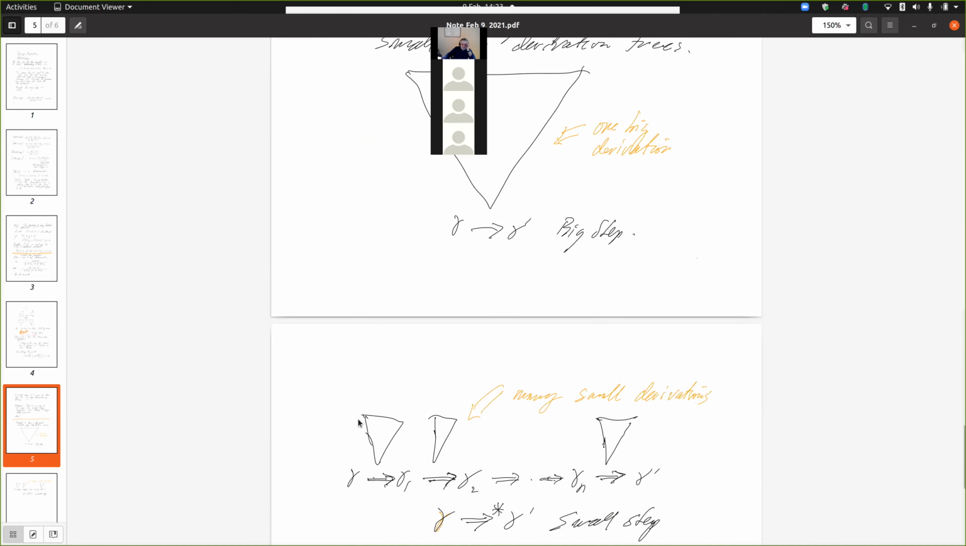But if I am using small step semantics, I have one derivation that gamma goes to gamma sub 1. Okay, there's one little derivation. That one maybe just eliminates some numeral. And then this one goes to that. Maybe that eliminates another numeral. Maybe the next one eliminates an operator inside parentheses or something. And finally, you get to your gamma prime.